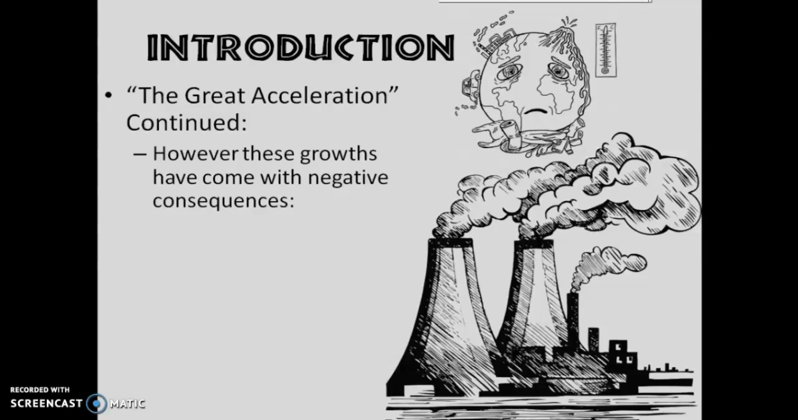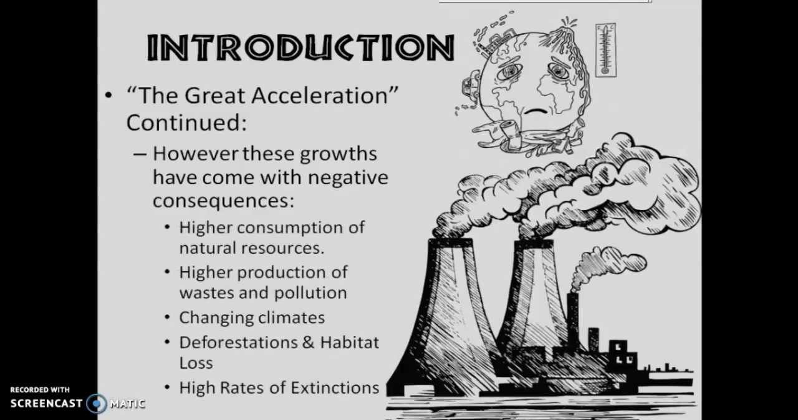Now, unfortunately, these growths will oftentimes come with negative consequences. Okay, so a lot of times when we see growth in population and consumerism, we see a lot of these go hand in hand. So there's a higher consumption of natural resources. A lot of times there'll be a higher production of waste and pollution with more people around. With more people and the pollution that they bring, a lot of times this can cause changes in climates. We have to have areas to build our cities and to grow the food for our humans. So a lot of times deforestation and habitat loss and high rates of extinctions because of this.